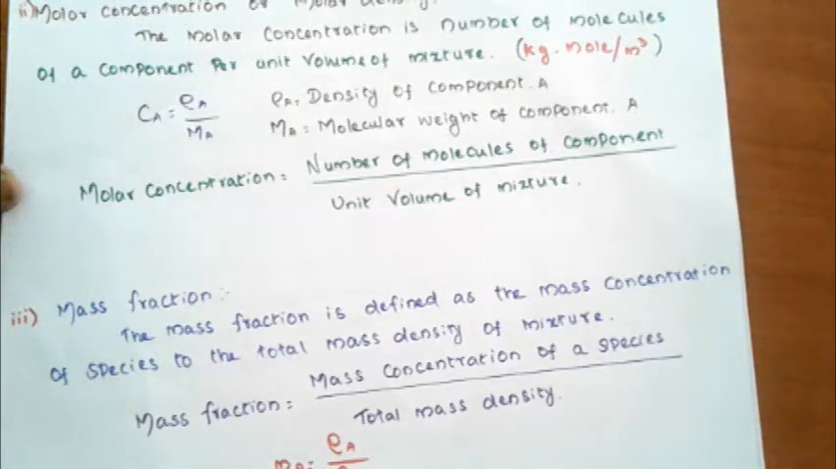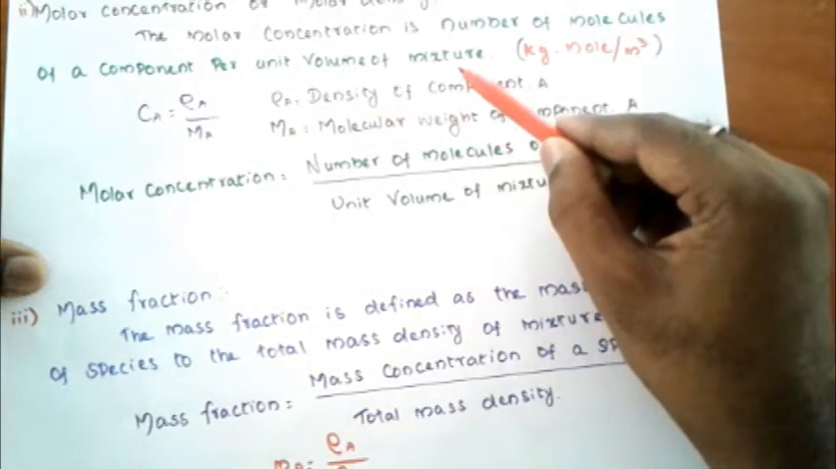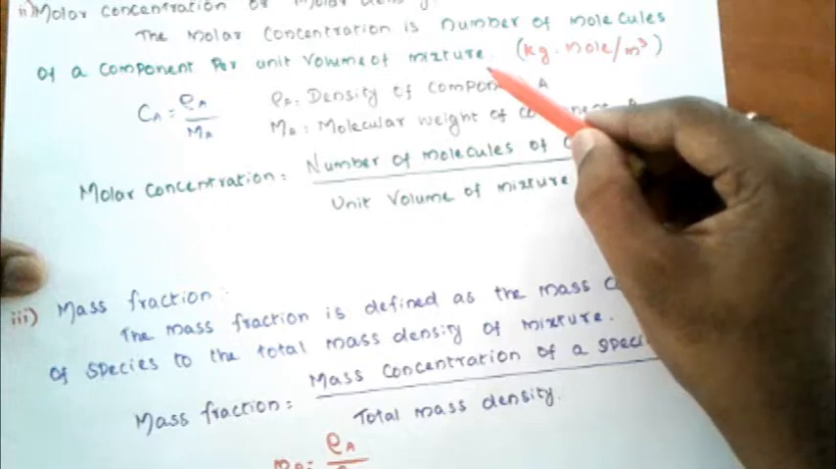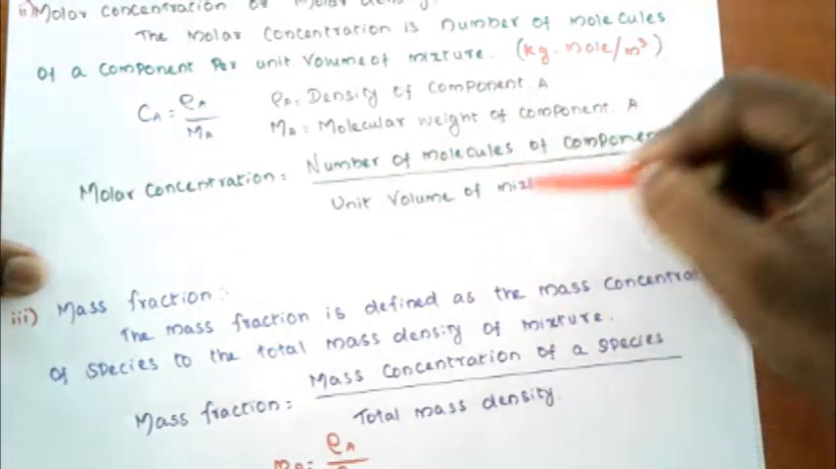Next we are going to see what is meant by molar concentration. It is also called molar density. It is given by the number of molecules of a component per unit volume of a mixture. It is given in kilogram mole per cubic meter. We have a formula here.